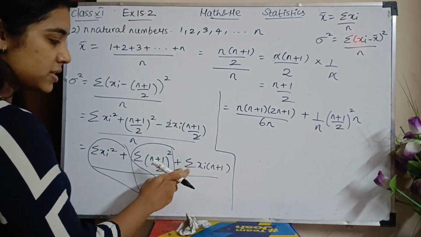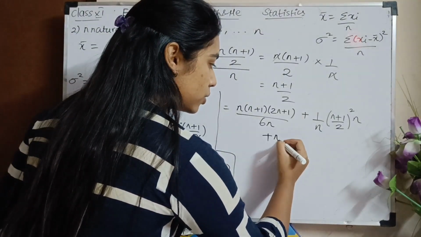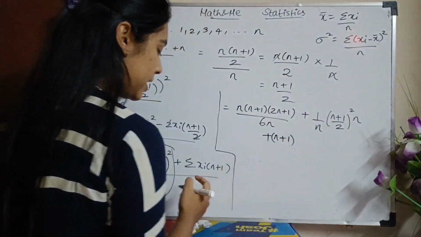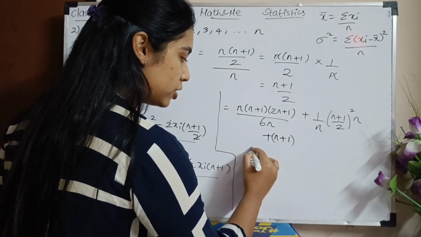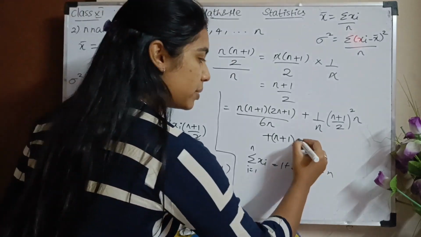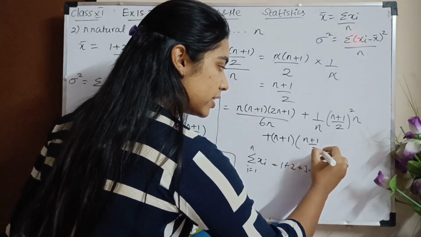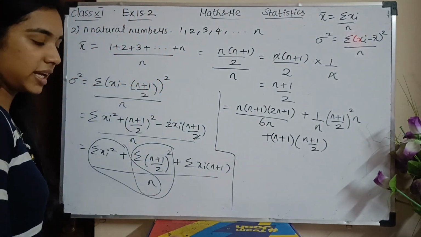What is my third term? Summation of xi times n plus 1. N plus 1 is a constant, so I'll take that out. N plus 1 times summation of xi. What is summation of xi? I equals 1 to n. It is 1 plus 2 plus 3 until n. So this will be into n plus 1 divided by 2. Clear? It is the summation of all the first n natural numbers.